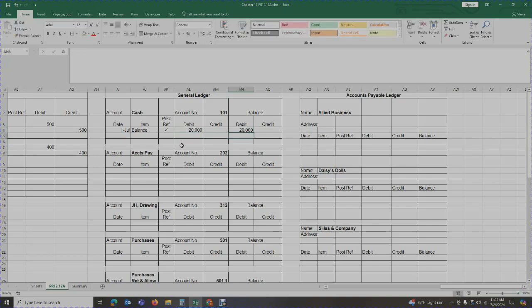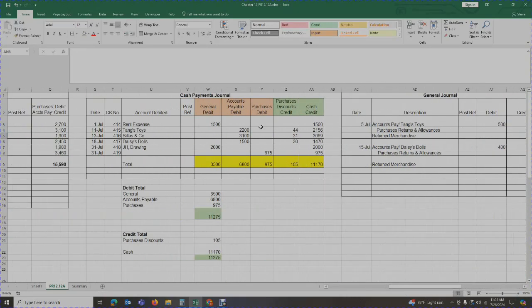Then we are going to look at our cash payments journal. We're going to see where we spend our cash. So I'm going to be focused on this column right here, my cash column. Okay. How much did I spend in cash? I spent $11,170 in cash. I'm going to pick up the total, the $11,170. Okay. So you pick up your total.